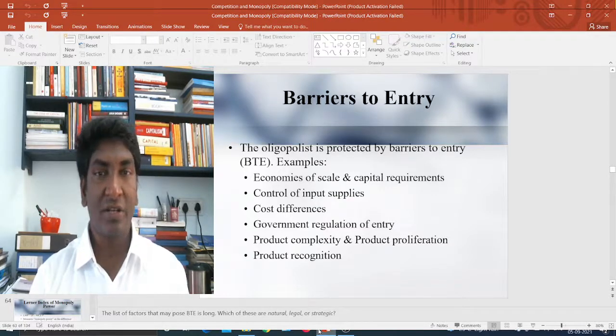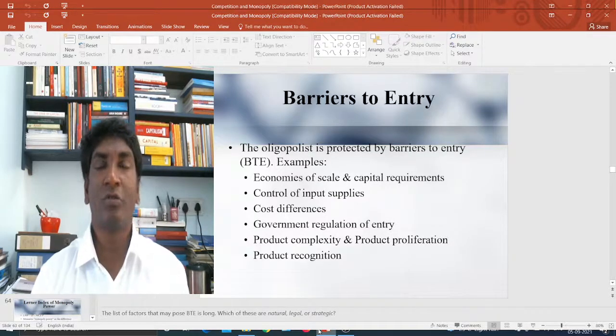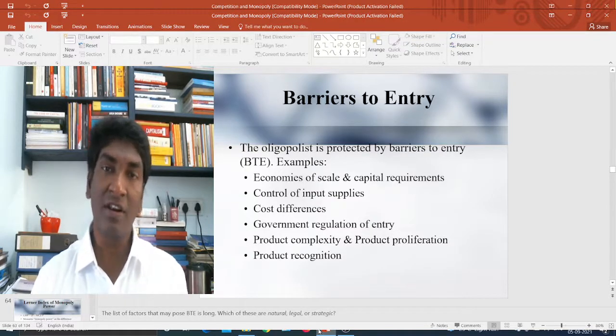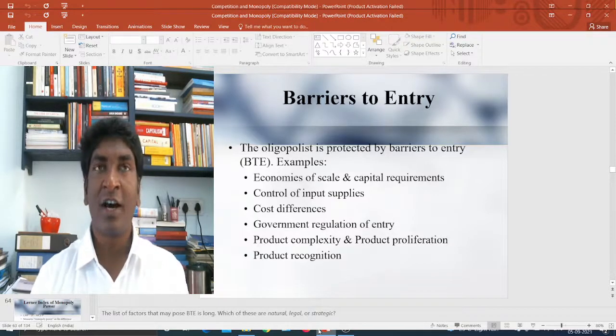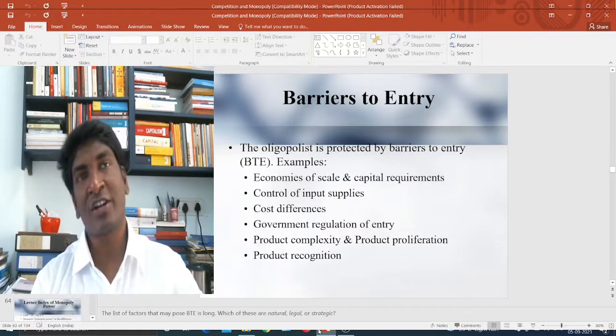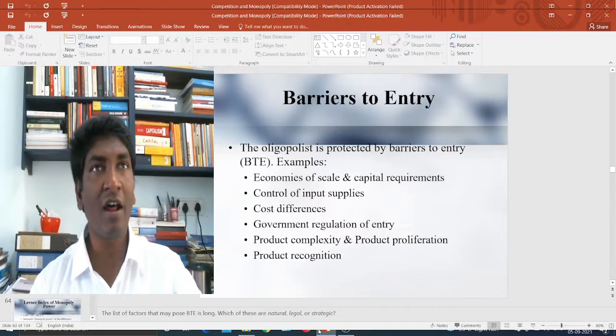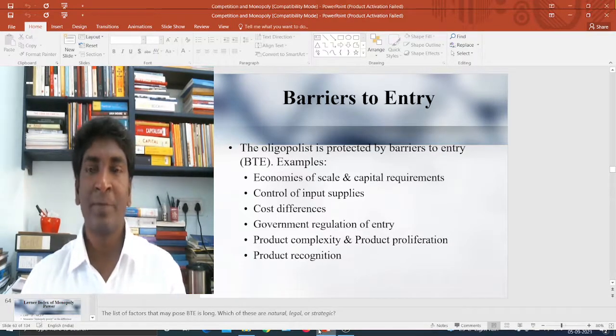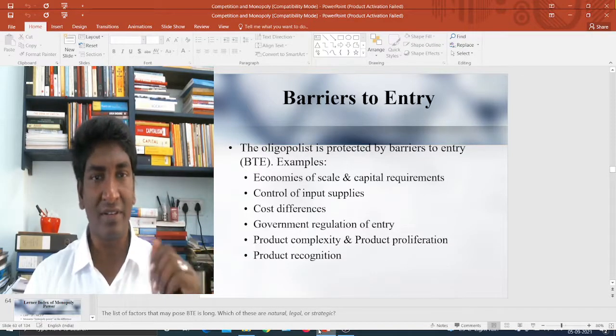When all this is in place, the most critical point, barriers to entry, is in place. As we have already said, in the earlier models there are no barriers to entry. However, in the case of possible concentration, entry is not that easy. As I said in the beginning, there is no free entry. There are barriers, there are constraints in that sense, put in place for many reasons. So, the oligopolist is protected by barriers to entry.